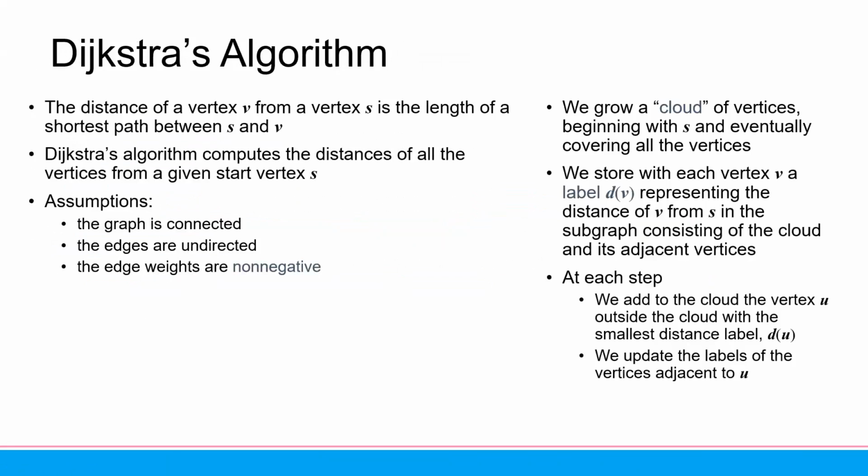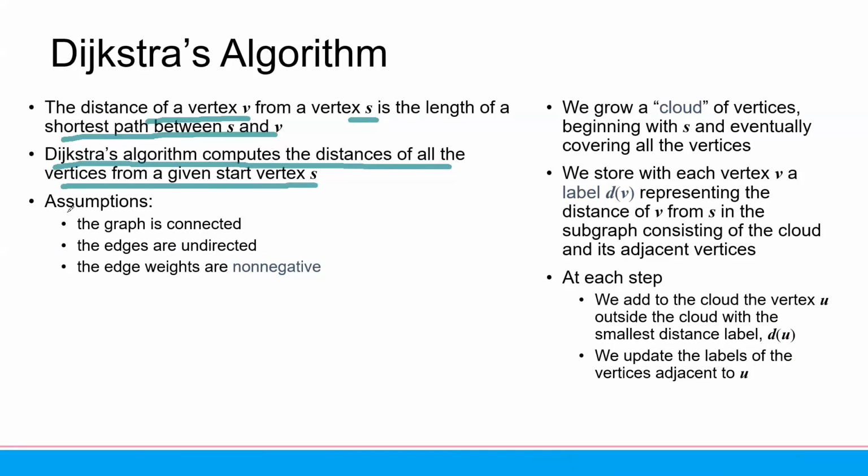Dijkstra algorithm. In Dijkstra algorithm, we want to find the distance of a vertex V from a vertex S, and we want to find the shortest path. The shortest path means there is no other path with a smaller weight. Dijkstra algorithm computes the distance of all the vertices from a given start vertex S.